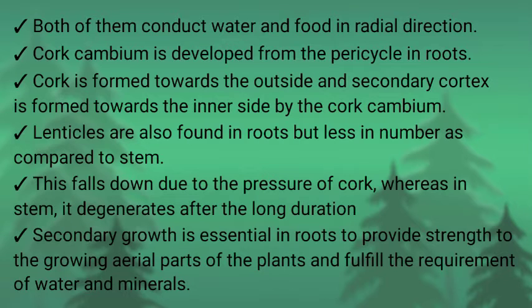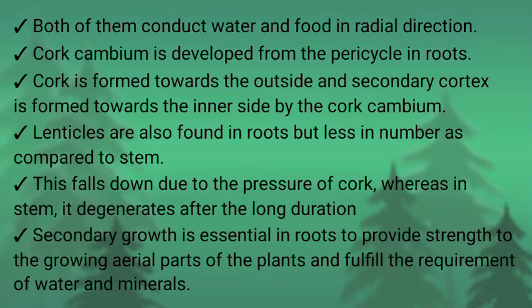Cork cambium is developed from pericycle in roots. Cork is formed towards the outside and secondary cortex is formed towards the inner side by the cork cambium. Lenticels are formed and found in roots but less in number as compared to stem. These fall off due to the pressure of cork, whereas in stem they degenerate after a long duration. Secondary growth is essential in roots to provide strength to the growing aerial parts of the plants and fulfill the requirement of water and minerals.